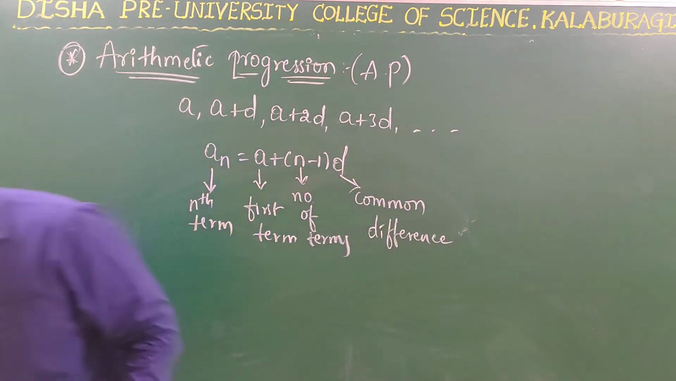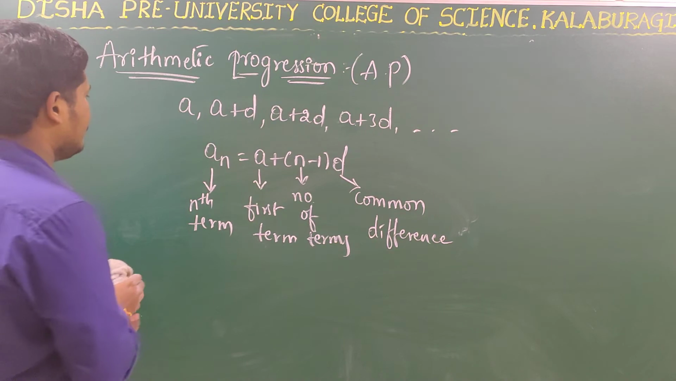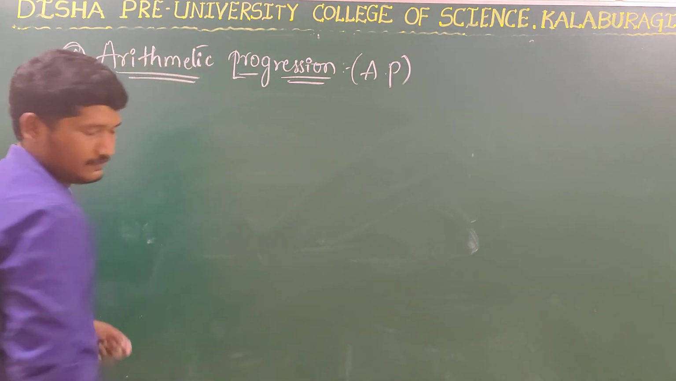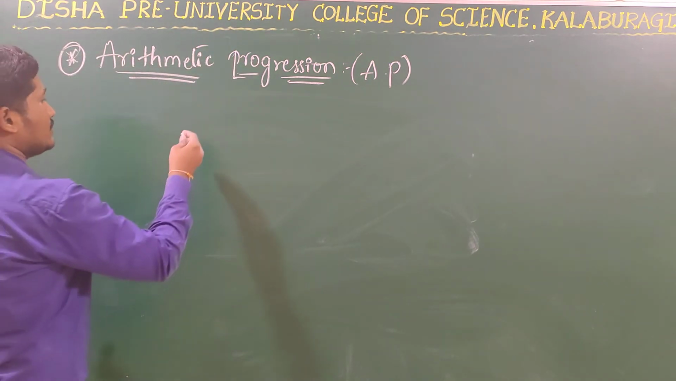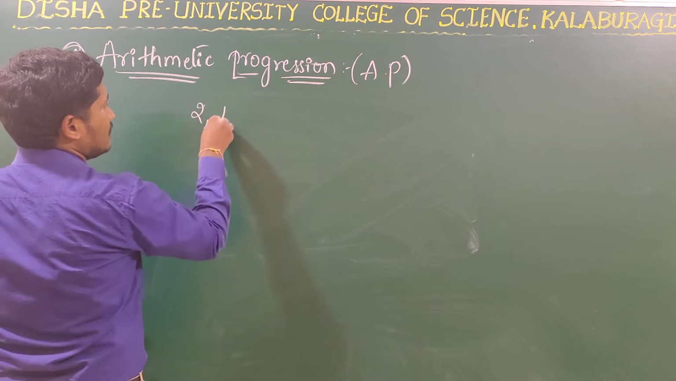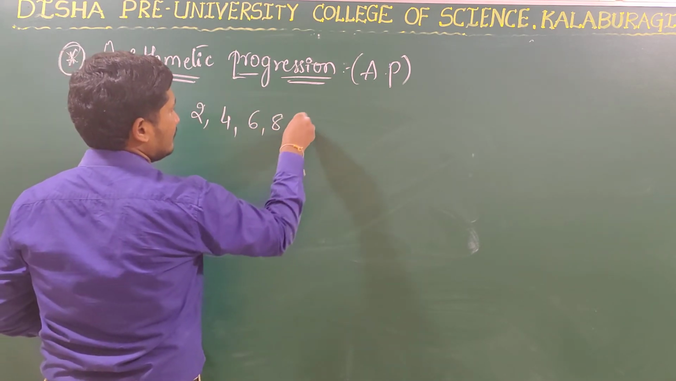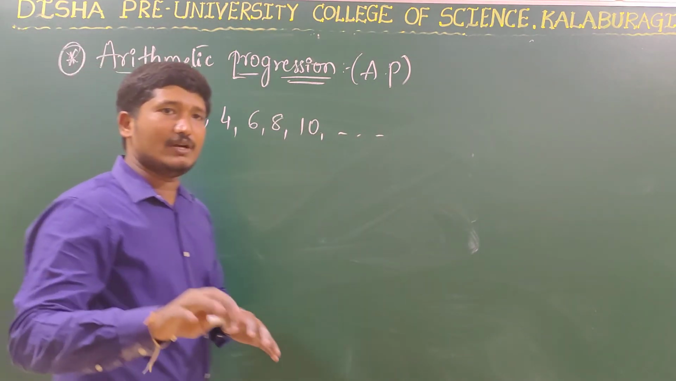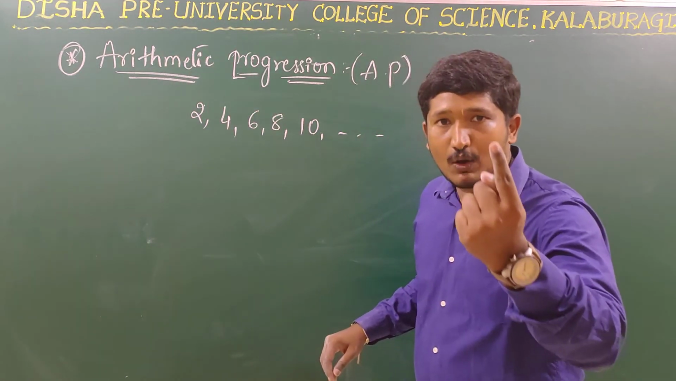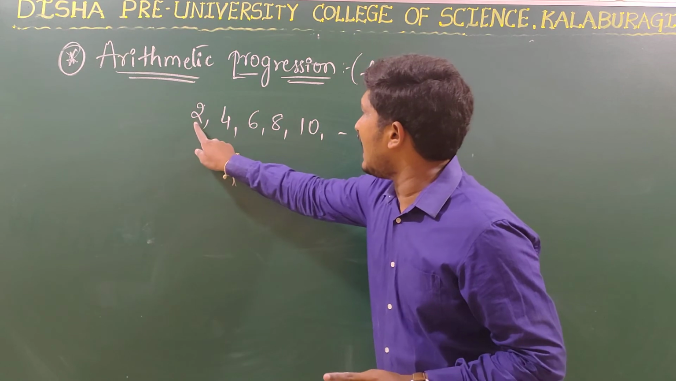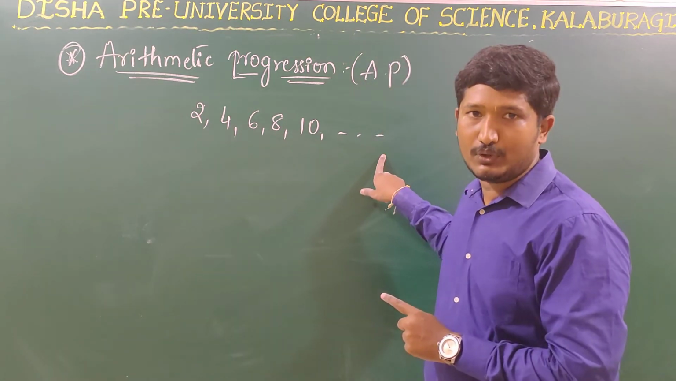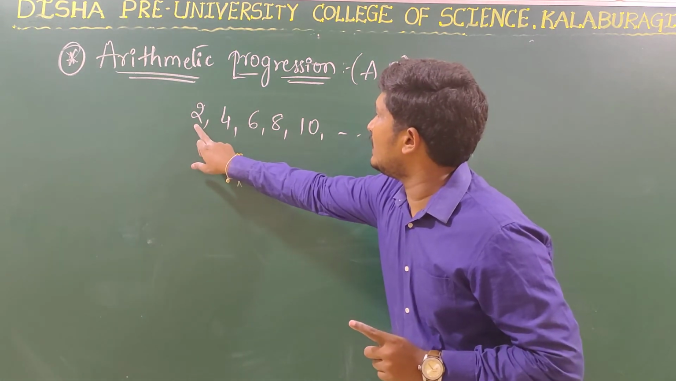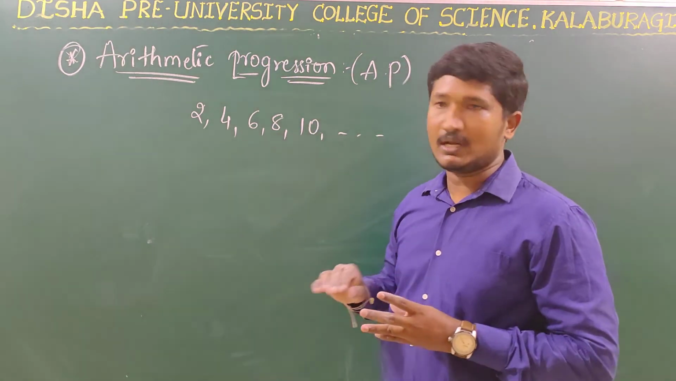So now let us consider an arithmetic progression. That is, just now I have considered the example 2, 4, 6, 8, 10, so on. Right? So now what I will do is, I will take one number and I will add that number to all the terms of the arithmetic progression. Right? So let us take that number as 1.